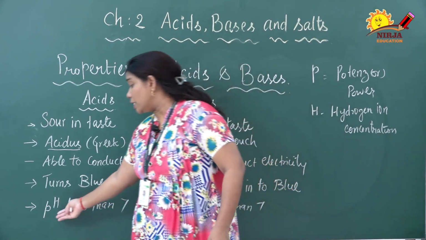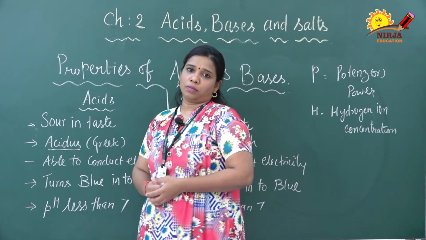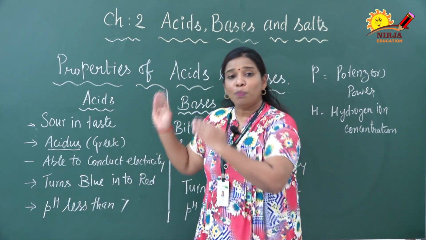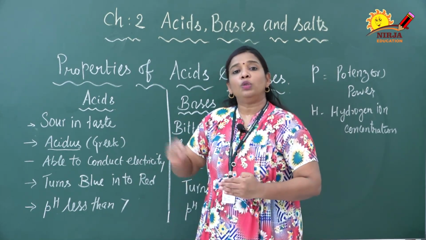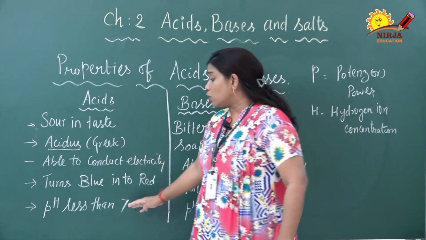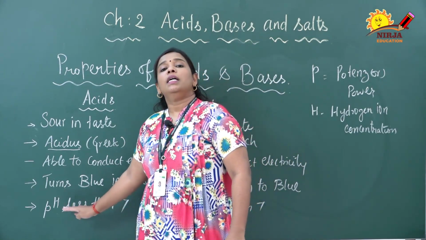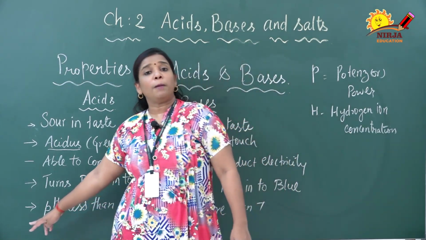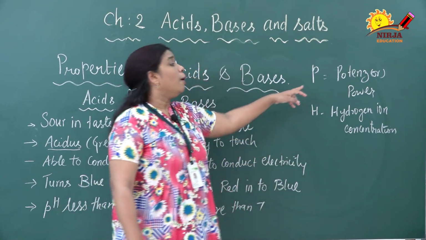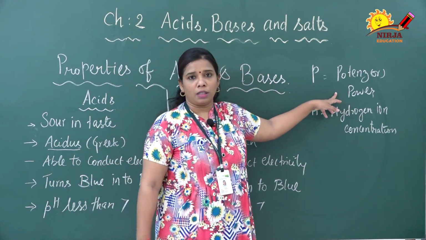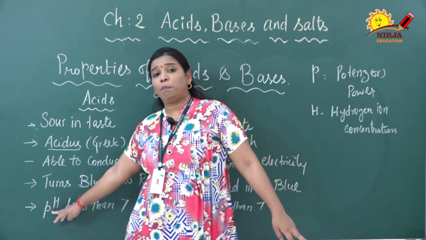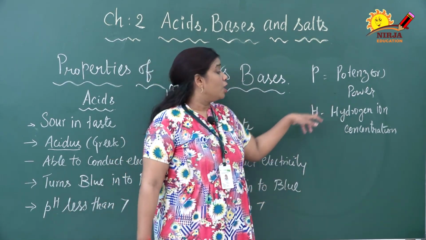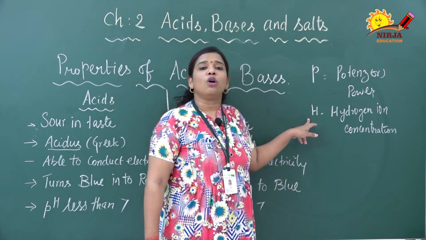The next one is pH is less than 7. A value of 7 to 7.5 is neutral. Below 7, that is 1, 2, 3, 4 up to 6.5, is called acid. So pH is less than 7. What is meant by P and H? P stands for potence or power, and we write it in a small letter p. Then uppercase H stands for hydrogen ion concentration.